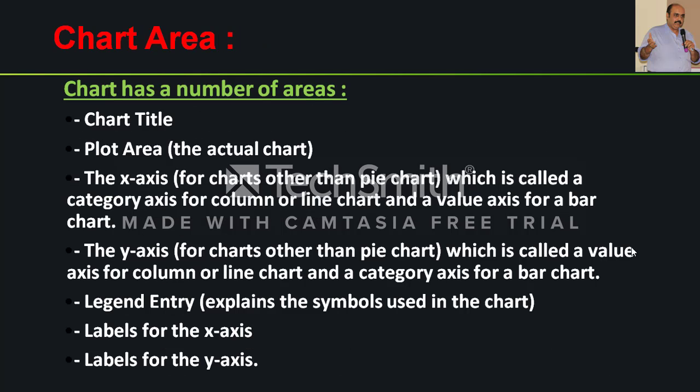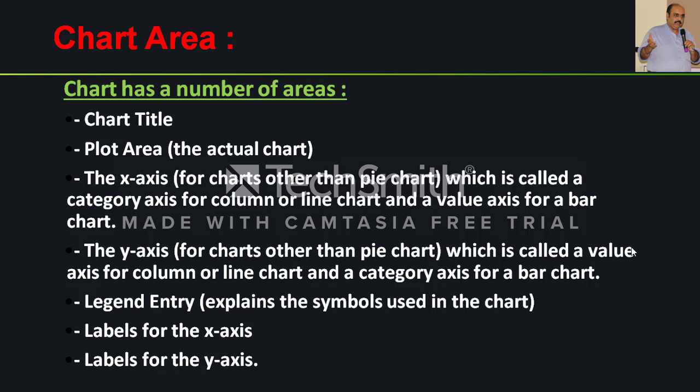Chart area. Actually, when you draw a chart, the complete chart visible to you consists of various components, and that is known as a chart area. First is the chart title. So when you draw a chart, you'll be able to locate a chart title. You can include a chart title that reflects what this particular chart is about. Second is the plot area.